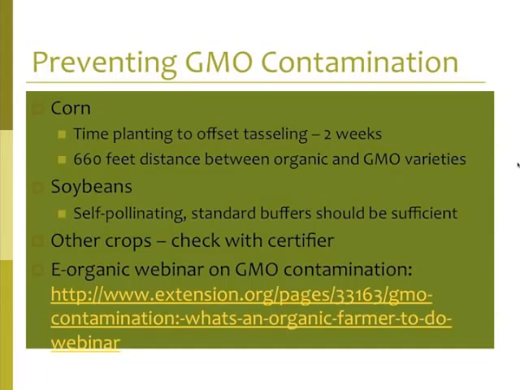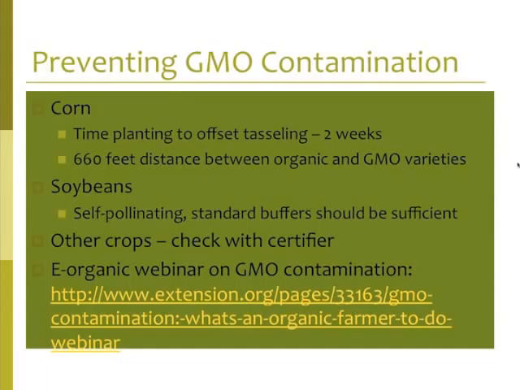For example, if you grow organic corn in the vicinity of GMO corn, your plan should specify if you prevent contamination with a large buffer. I think that for seed varieties to be pure, it has to be 660 feet between different varieties of corn. So that's for preventing GMO contamination, that would be a good way to go.